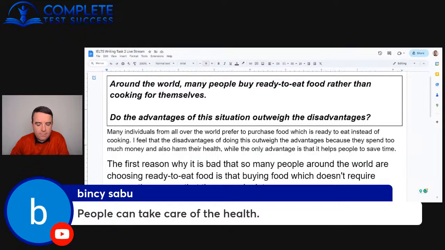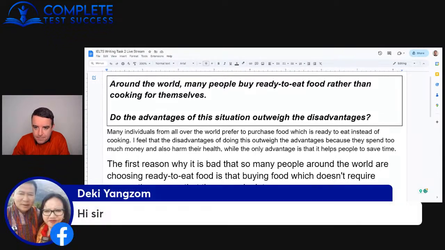People can take care of their health. So would this be an advantage of eating ready-to-eat food? So maybe you're going to say that ready-to-eat food is healthier than the food that people would cook at home. If that's what you're going to say, that's fine.